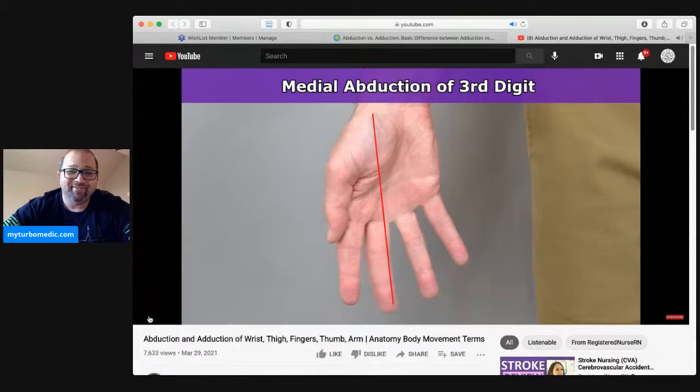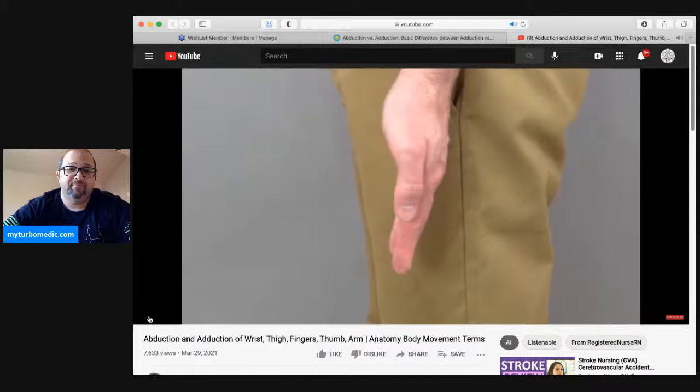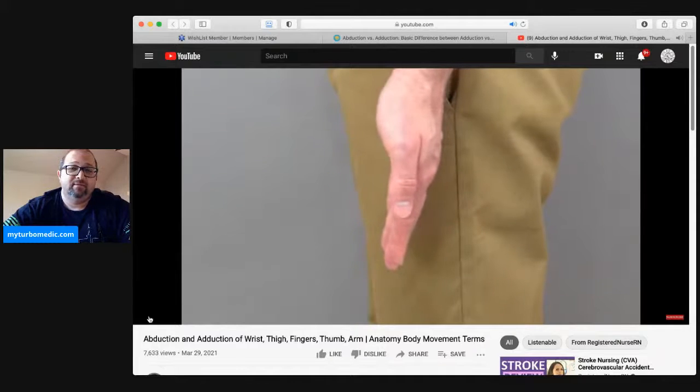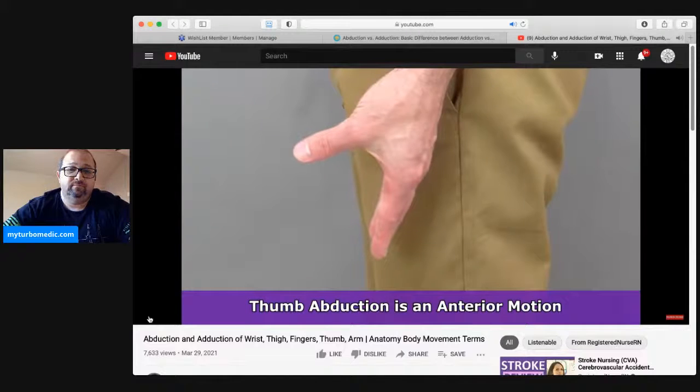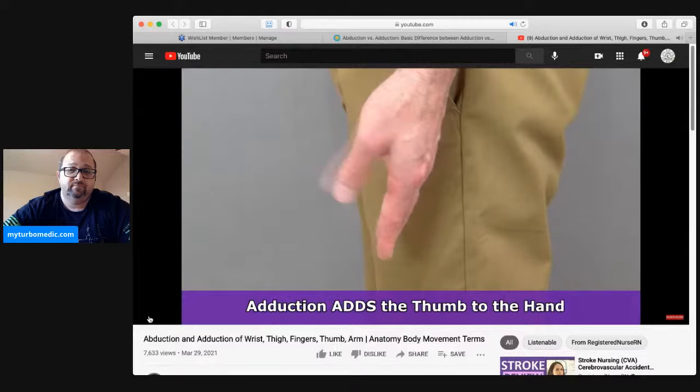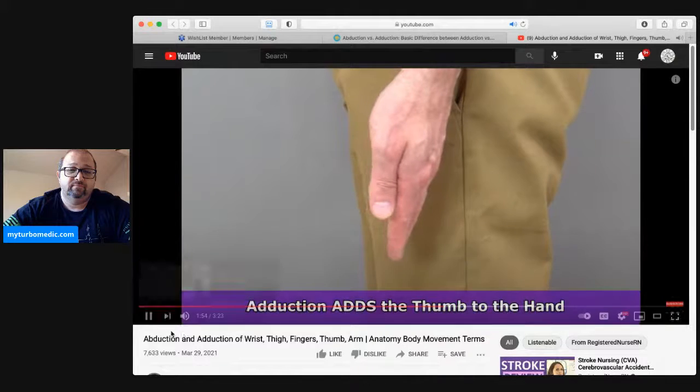Abduction. And when it deviates toward the body, it's considered medial abduction. And as I mentioned earlier, the thumb is going to operate a little bit differently because it has a different orientation than the other fingers. Abduction of the thumb has it moving within the sagittal plane in an anterior motion, and adduction of the thumb has it added back to the hand.